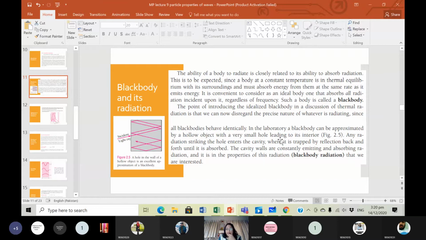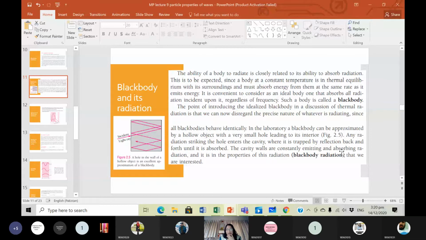So why is this an example of a black body? Because any radiation that enters the cavity will be reflected back and forth until it is absorbed. It will be reflected here and here and here. Some will be absorbed, some will be reflected, and when the reflected ray reaches the other wall, again some will be reflected and some absorbed, until a point comes where it's all absorbed.